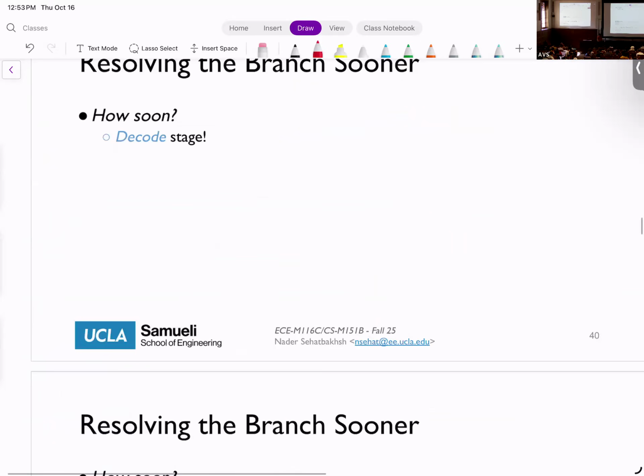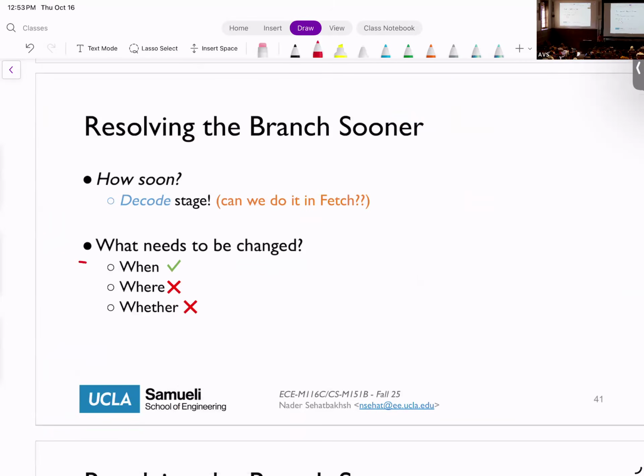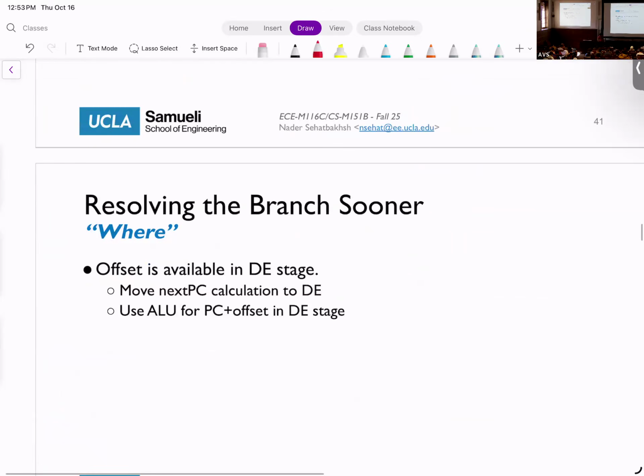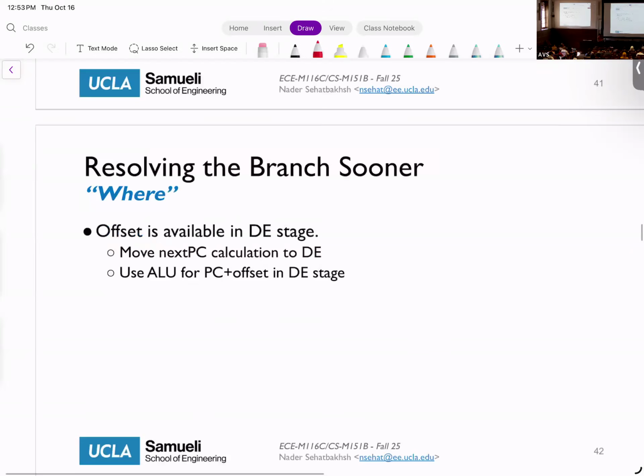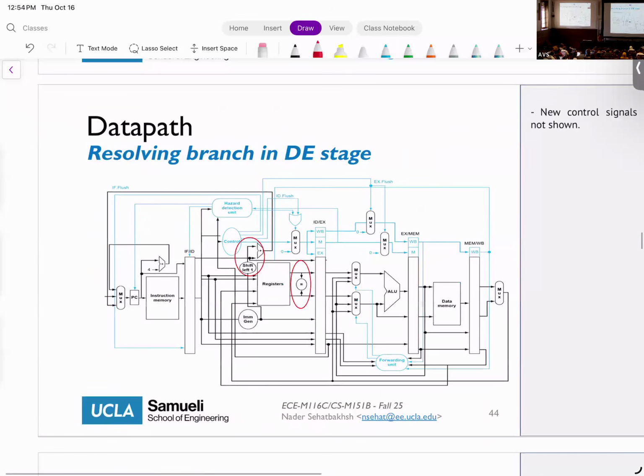All right, so we want to move everything to the decode stage. We know the when answer, but we don't have the where and whether answers. So what do we need to do? We need to do two things. We need to move the computation of next PC, which is PC plus offset, to the decode stage. We also need to resolve the condition, whether or not, for example, RS1 is equal to RS2, also in the decode stage. Okay, so this is what we're going to do.